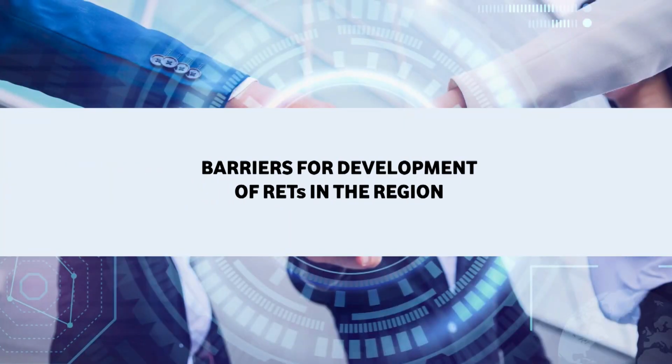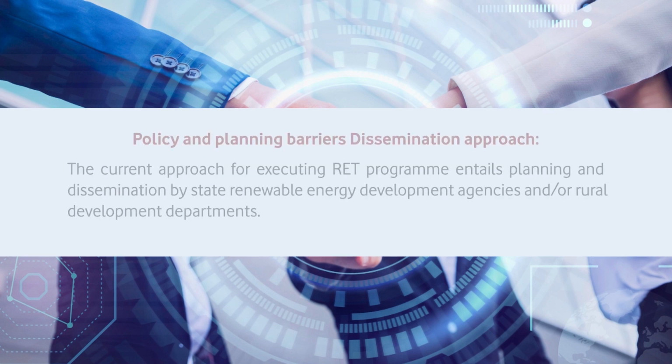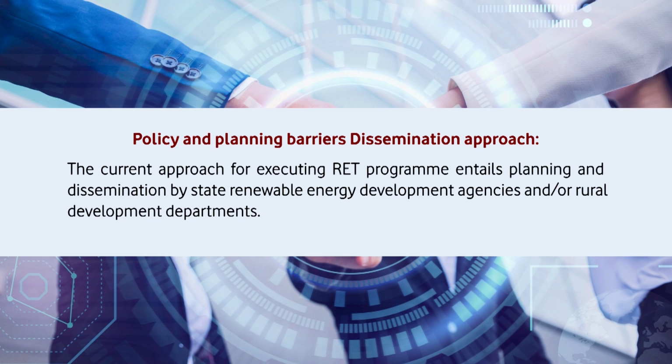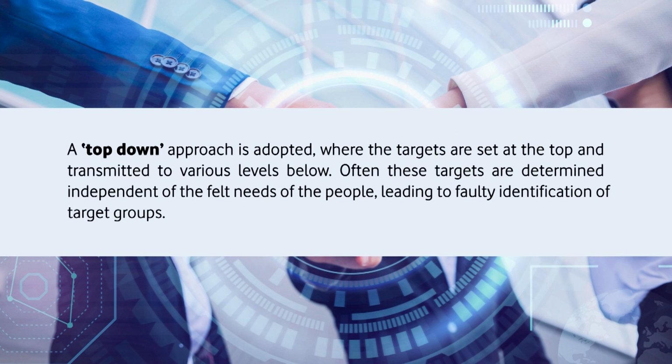Now, let's discuss the barriers for the development of renewable energy technology in the region. Policy and planning barriers: dissemination approach. The current approach for executing the RET program entails planning and dissemination by state renewable energy development agencies and rural development departments. A top-down approach is adopted, where the targets are set at the top and transmitted to various levels below. Often, these targets are determined independent of the felt need of the people, leading to faulty identification of target groups.